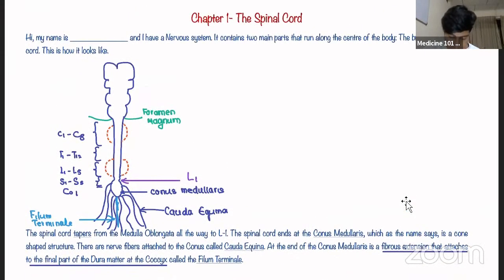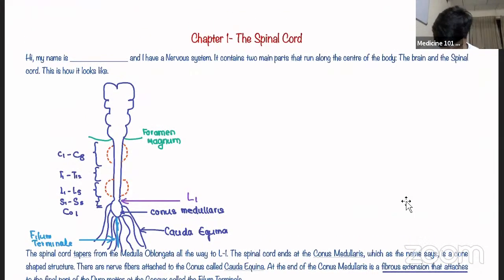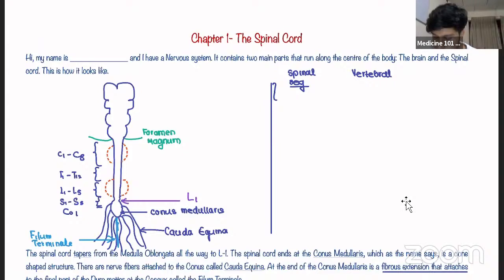The next part is something I will quickly go through because it's there for you guys to know, and this is not a summary. This is an actual complete anatomy lecture. So you guys know the spinal segments of the spinal cord and their relation to the vertebral column. You guys know this?